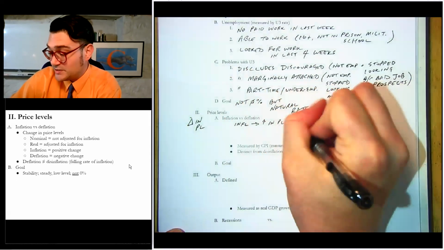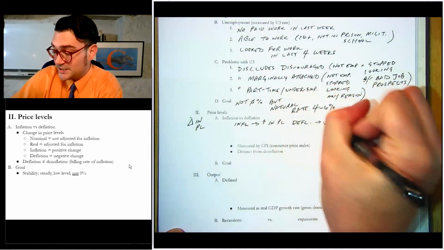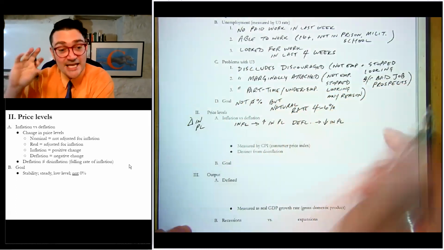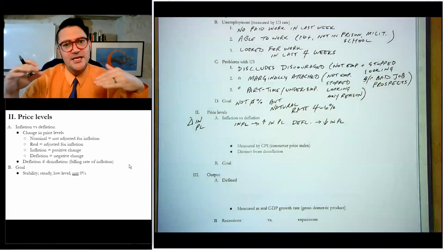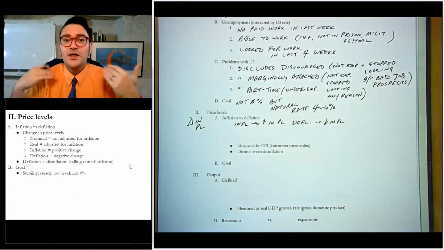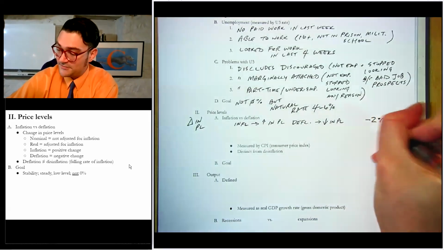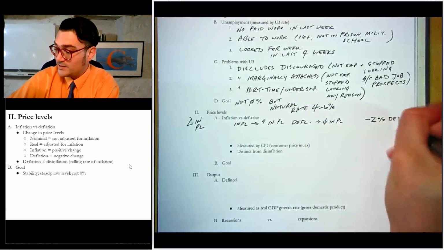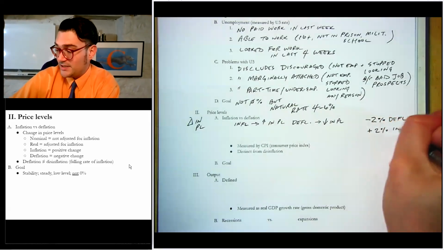And deflation is a decrease in price levels. It's actually a negative change. So we would say, like, if from a year ago, prices are negative 2% of what they were a year ago, that's deflation. So we actually can say, like, negative 2% from a year ago would be deflation. And if it were like positive 2%, that would be inflation.